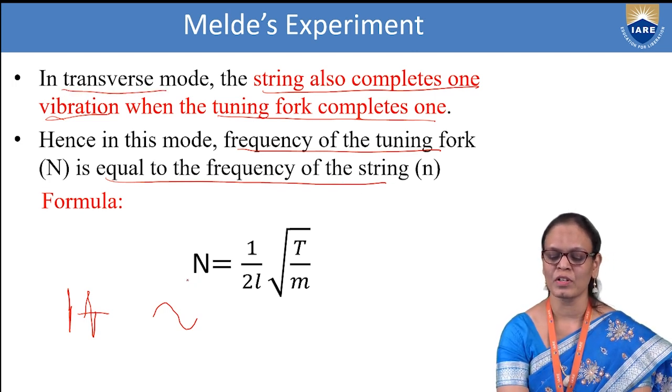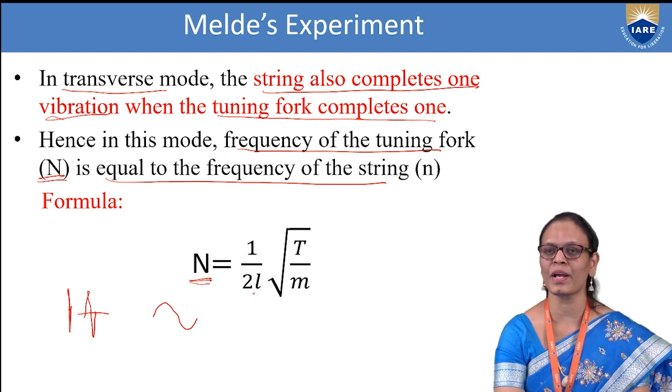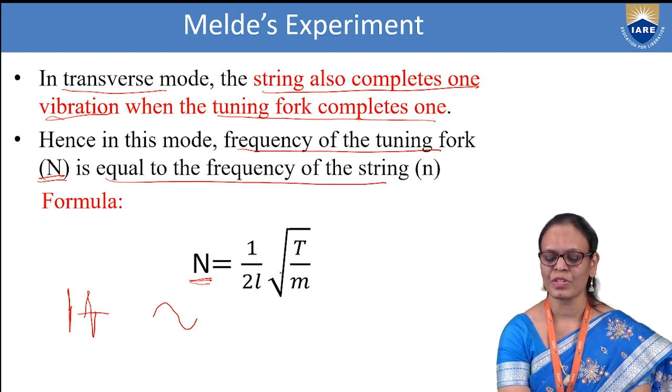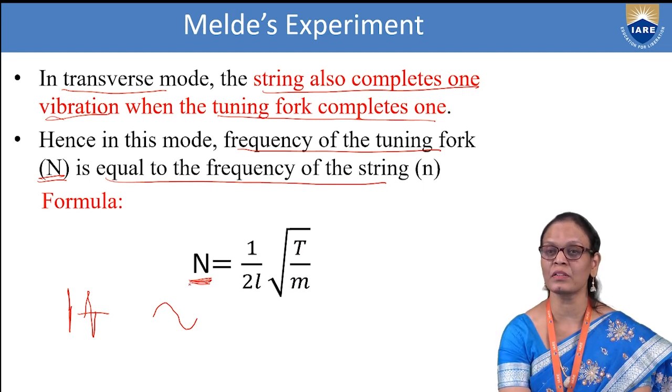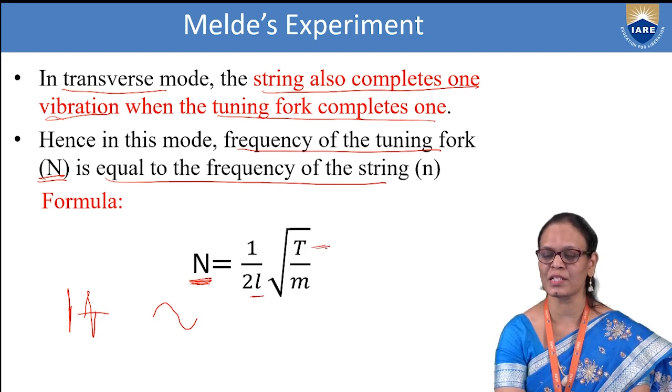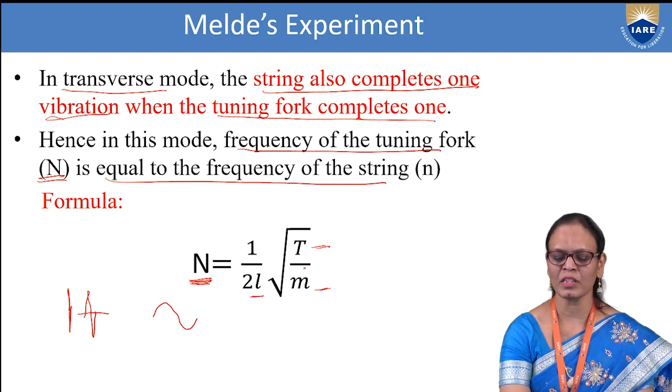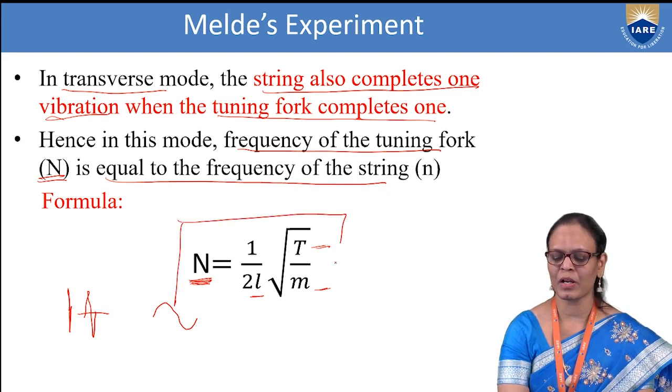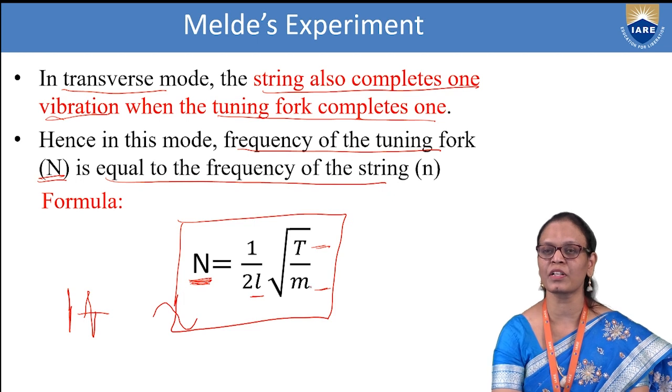That is why we have N. N here stands for the frequency of the tuning fork, given by 1 upon 2L under root T by M. Here L is the length of the loop, T is the tension in the string, and M is the mass per unit length. This formula is very important because you will be using it after taking the readings. You will have to use this formula to calculate the frequency of the tuning fork.